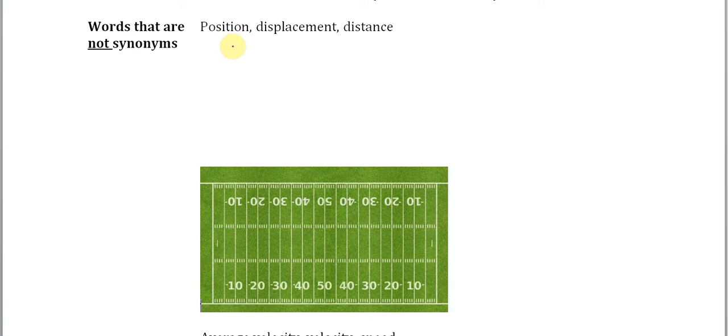So these are three words that we often use interchangeably, but they actually don't mean the same thing, and we have to be very precise as we move forward. So let's talk about this.